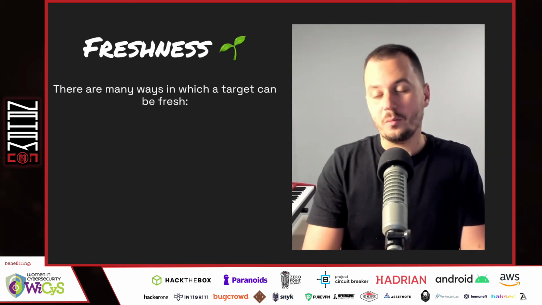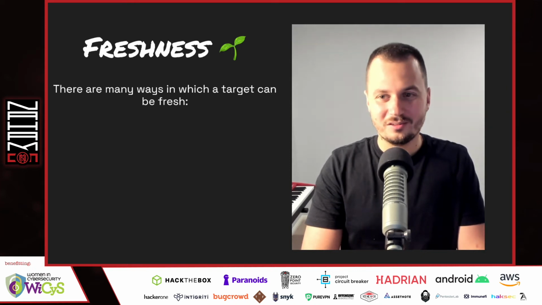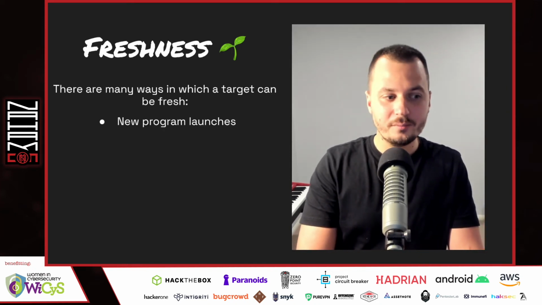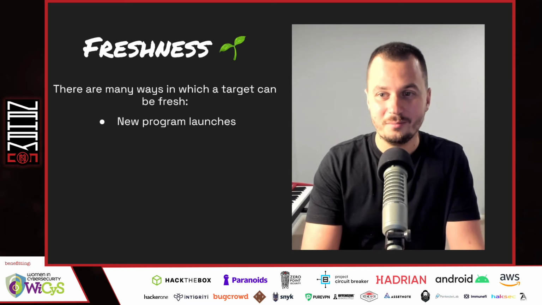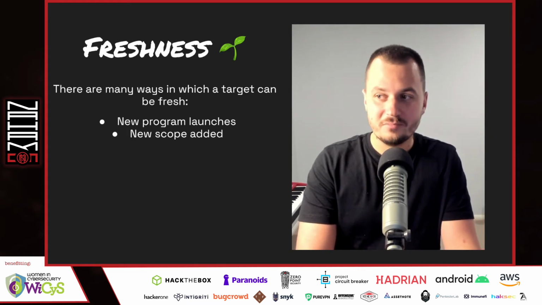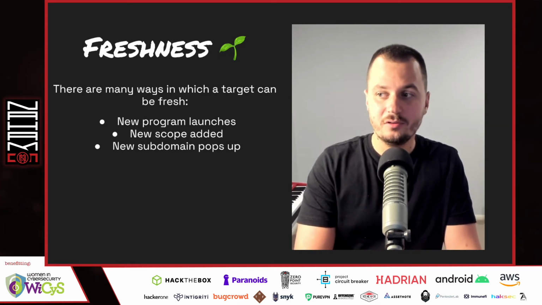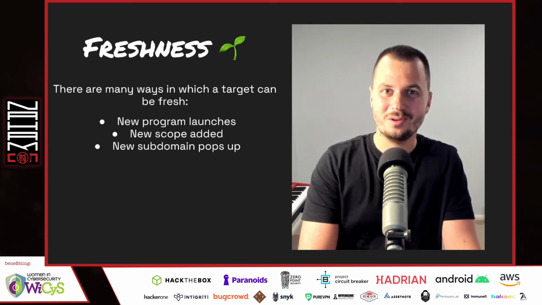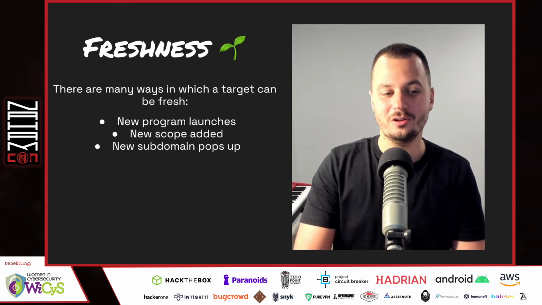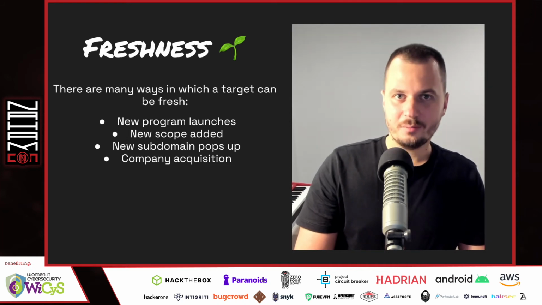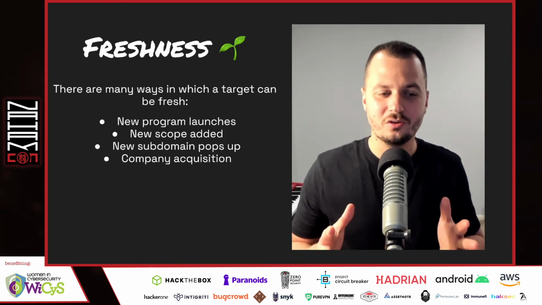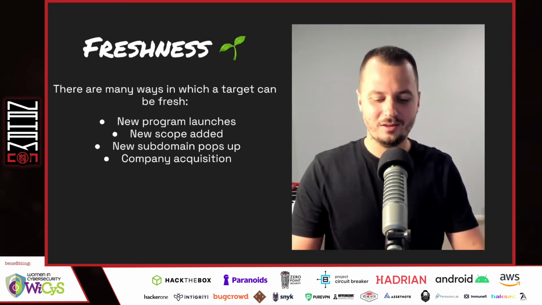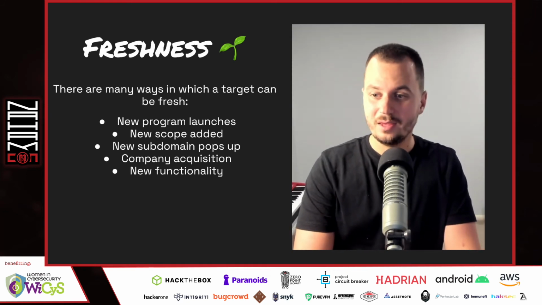is, well, there are many ways in which a target can be fresh. I think this is best explained through example. A new program launches, the targets in that program are fresh. They have been untouched by other bug bounty hunters. New scope is added, another example. A new subdomain pops up. For example, if you're constantly monitoring for new subdomains and one pops up, that subdomain is fresh, hasn't been touched before because it's only just come online. A company acquires another company. Well, that acquisition is fresh, hasn't been hacked before. You have to obviously make sure that company acquisitions are in scope. And there actually aren't many bug bounty programs that allow this, but there are some.